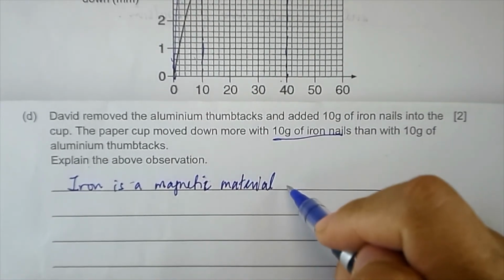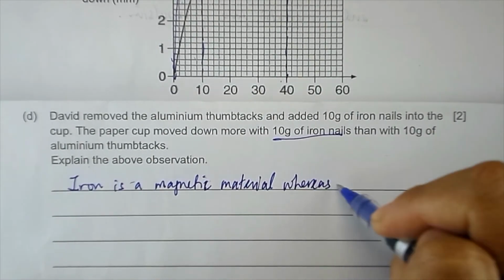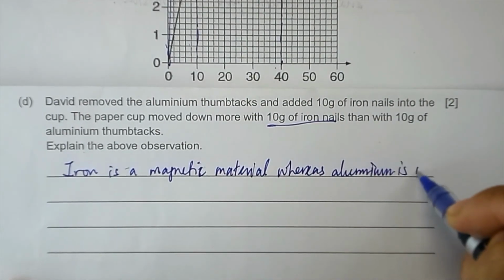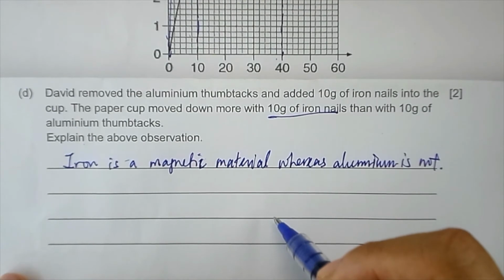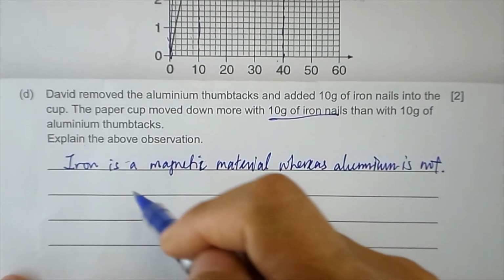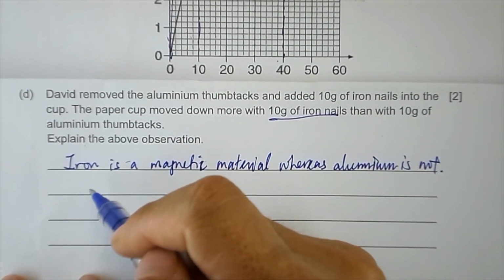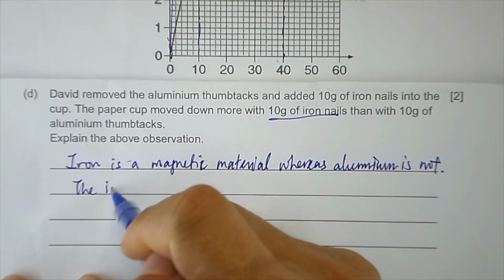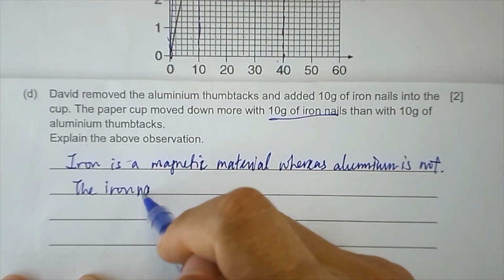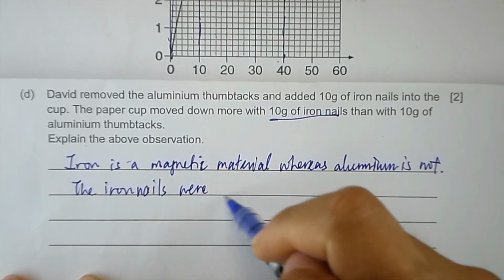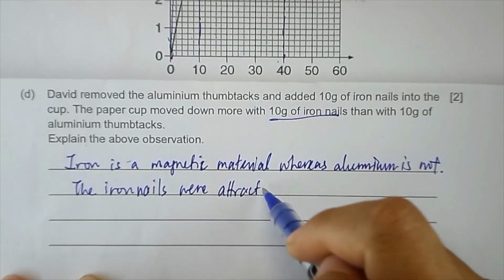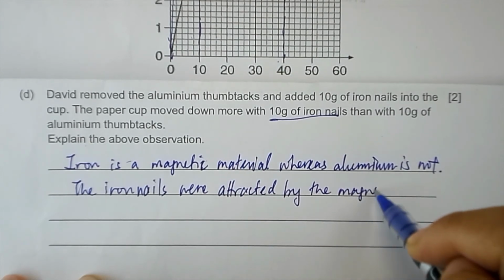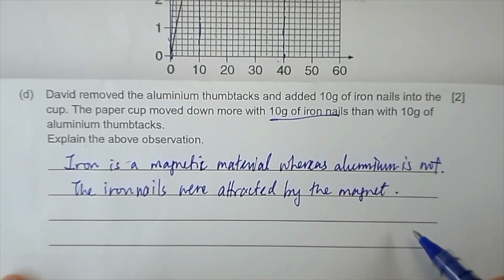whereas aluminium is not. So the reason why the paper cup was pulled downwards was due to the fact that the iron nails were attracted by the magnet. And that's the answer for part D.